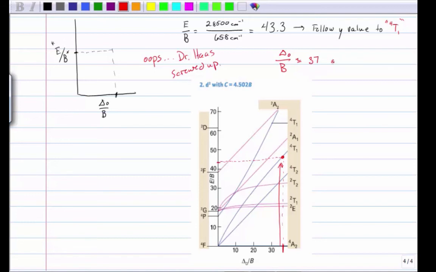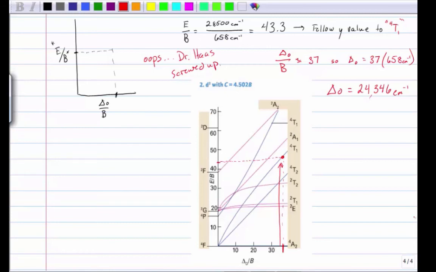My delta O is going to be equal to 37 times the Racah parameter, 658 centimeters to the negative 1. So what's that number? There you go. That's your delta. Before, when we were given a wavelength or an energy of the transition, we could directly relate that energy to the delta. In the case of multi-electron complexes, we have to use the Tanabe-Sugano diagram.